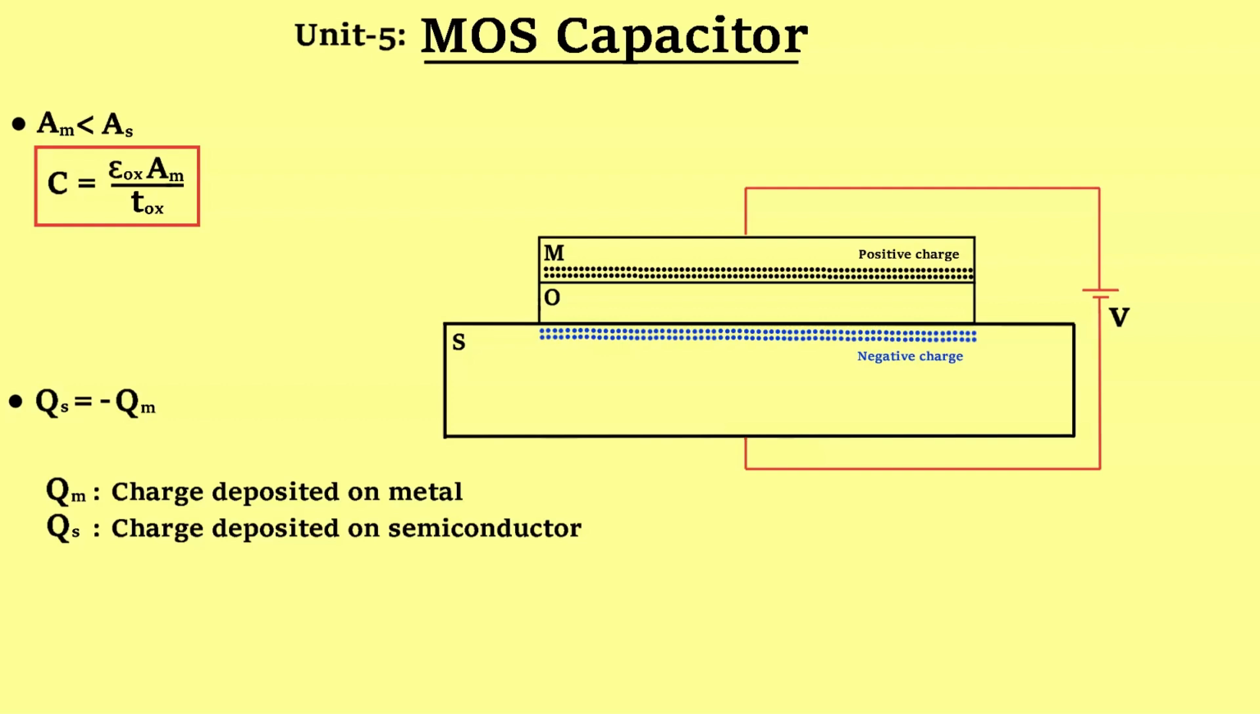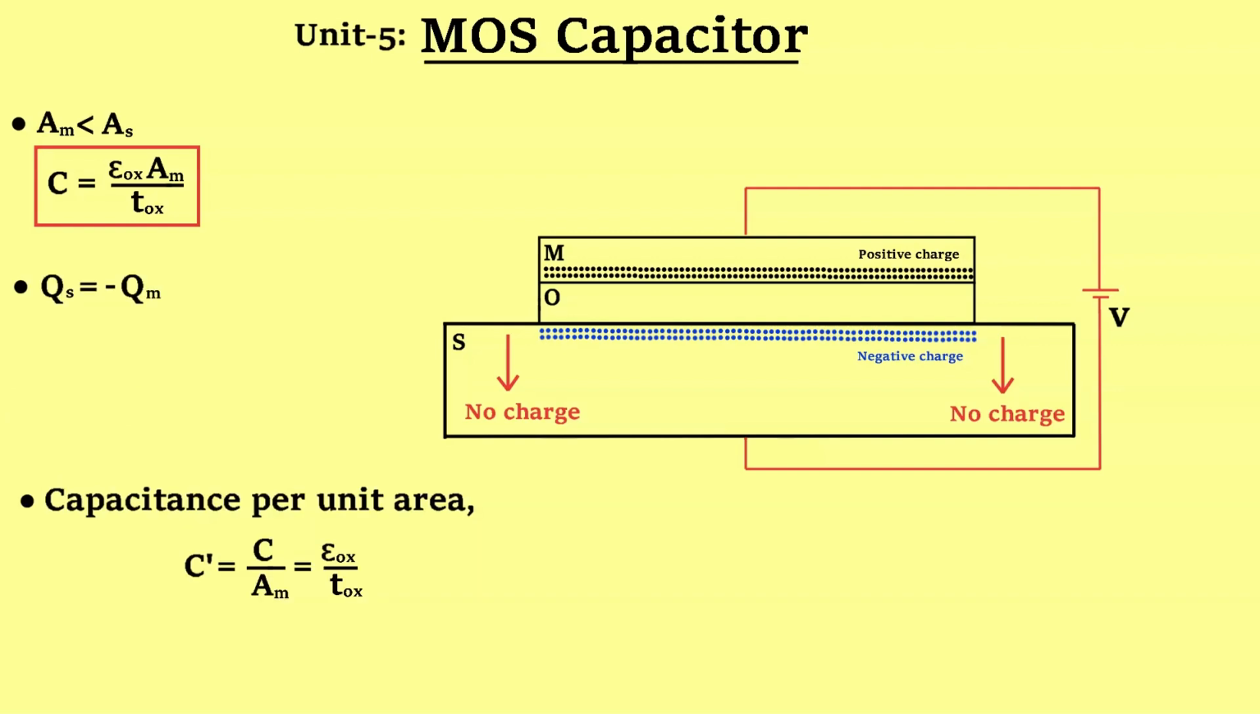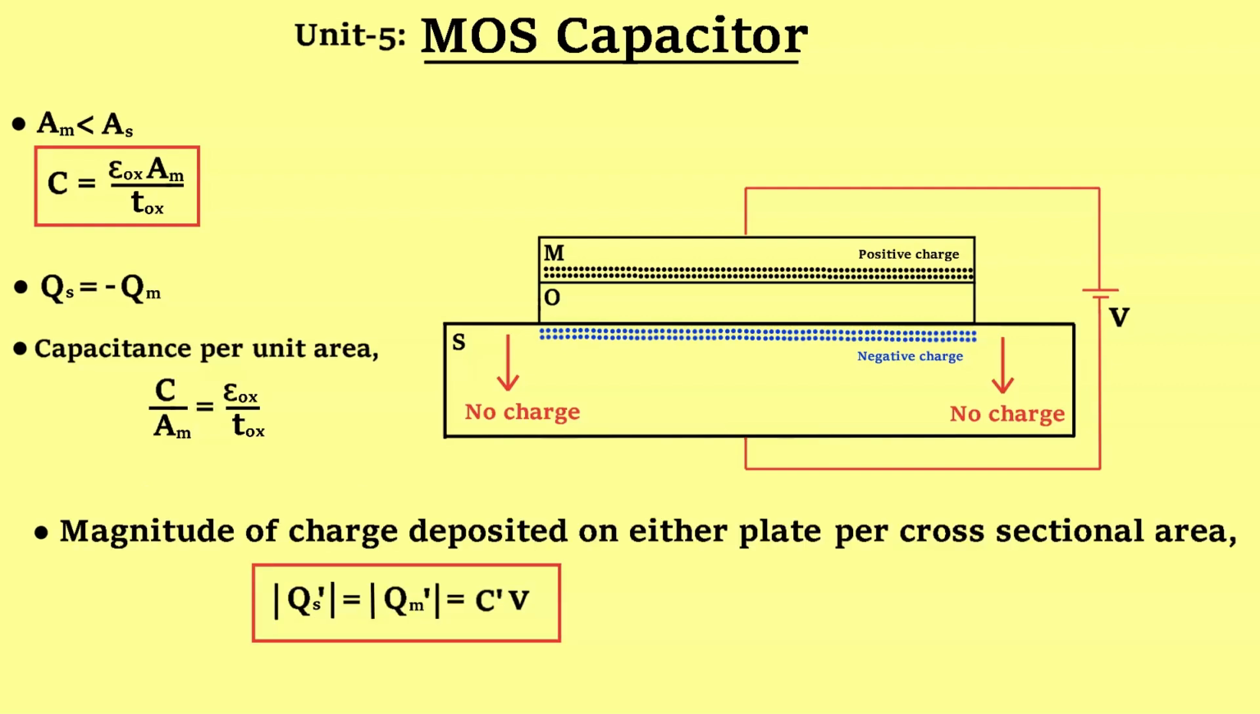But when the area is not equal, their charge distribution may not be equal. However, for simplicity, we always assume the charge distribution is equal on both the plates, such that the extended region of the bigger plate does not have any charge at all. The capacitance per unit area is equal to the permittivity of the dielectric divided by the distance between the two plates. The magnitude of the charge per unit area on either plate will be equal to the capacitance per unit area times the potential drop.